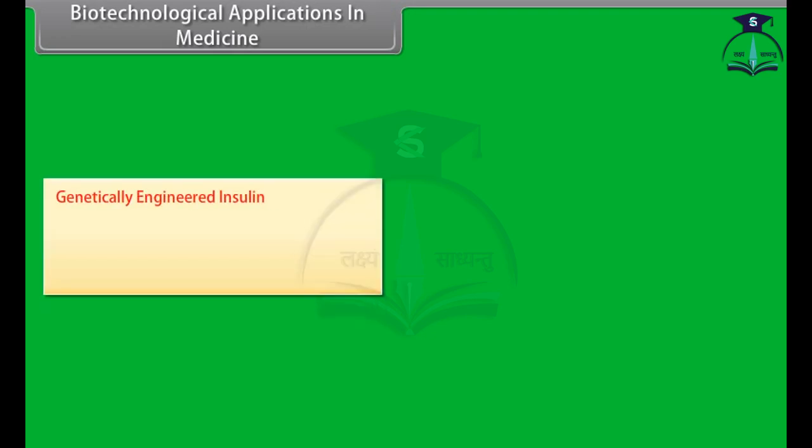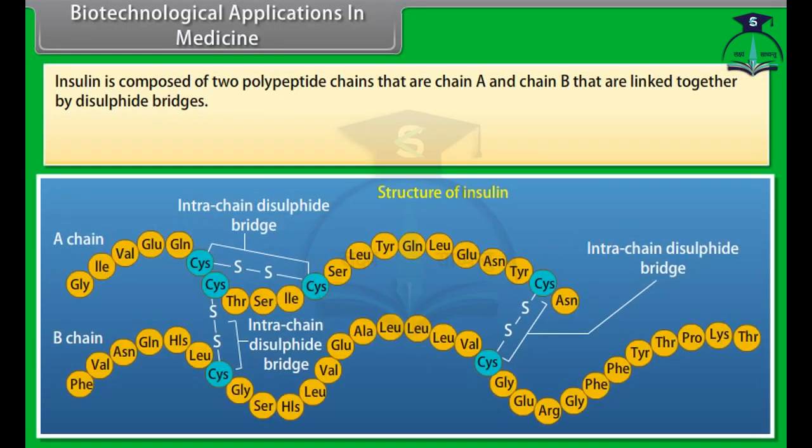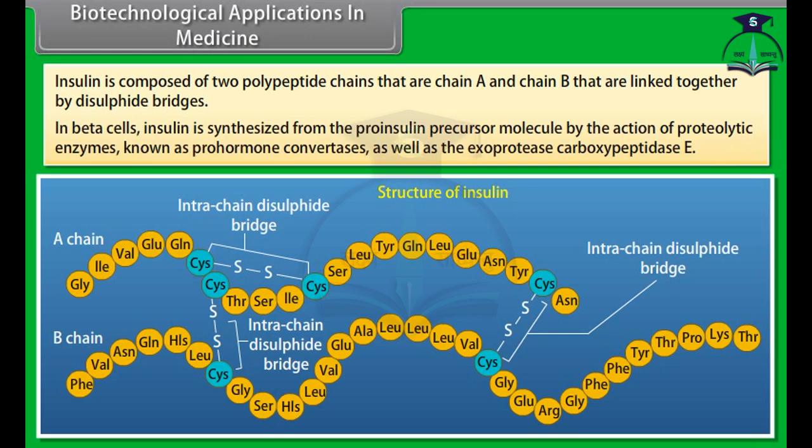Genetically engineered insulin. Insulin is a hormone that is produced by the pancreas and that regulates the level of glucose. Insulin is composed of two polypeptide chains that are chain A and chain B that are linked together by disulfide bridges. In beta cells, insulin is synthesized from the proinsulin precursor molecule by the action of proteolytic enzymes known as prohormone convertases as well as exoprotease carboxypeptidase E.